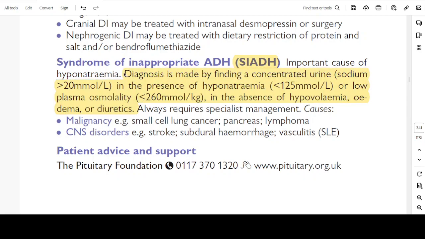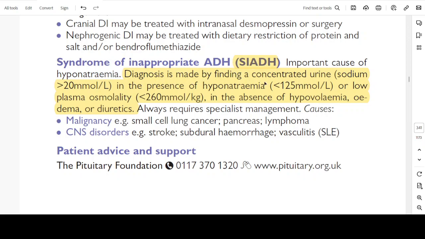So basically, whenever there is dehydration, the body tends to retain salt, and whenever there is hypoosmolarity in the plasma, low osmolarity, then the body tries to excrete more water and retain more salt. So in SIADH, there is a tendency for diuresis. There is excessive ADH and there is a tendency for diuresis.